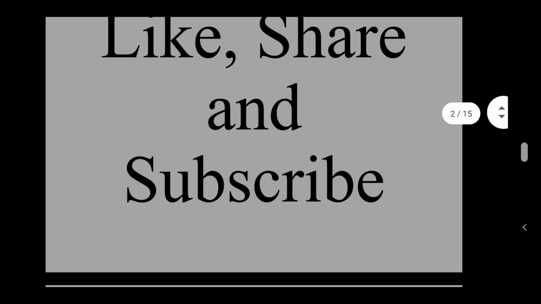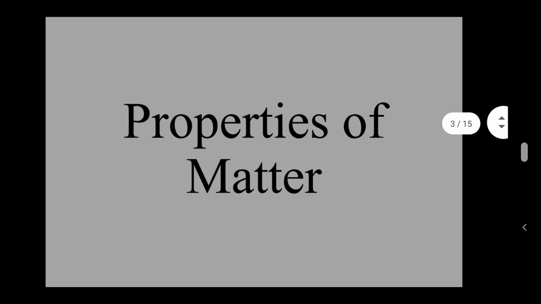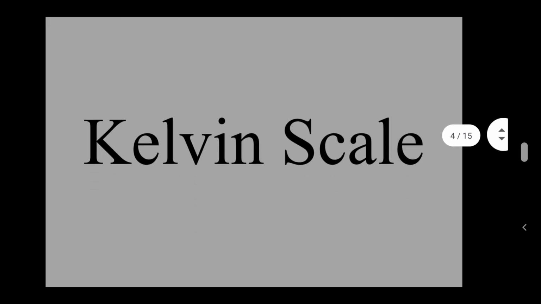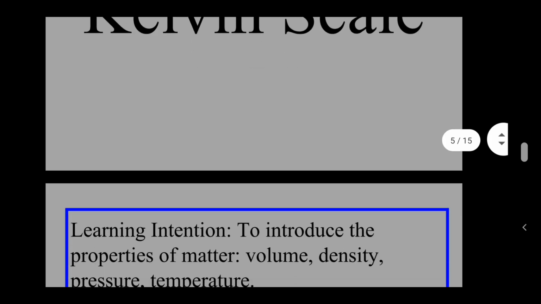Today we're going to be talking about properties of matter, but specifically the Kelvin scale. A couple of things we need to talk about before we get there, but this is a really important scale. If you take physics into engineering, or even if you do straight physics, you will use the Kelvin scale more than any other temperature scale, more than degrees Celsius. We never use Fahrenheit, but we always use the Kelvin scale.